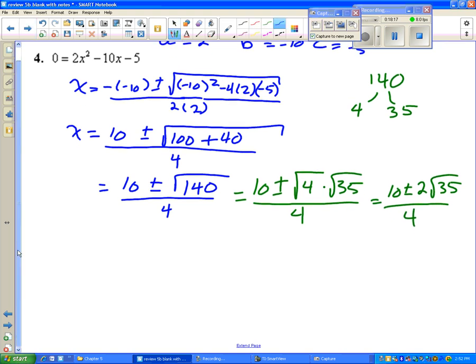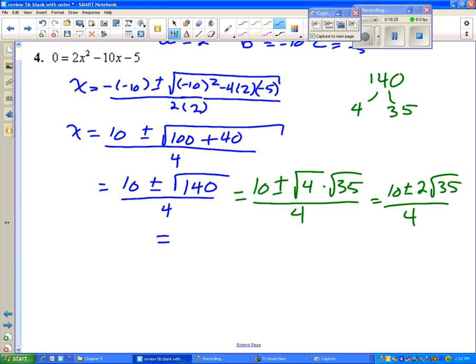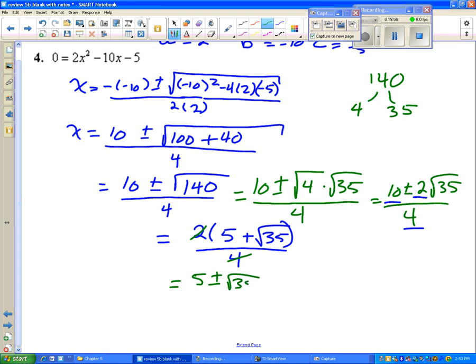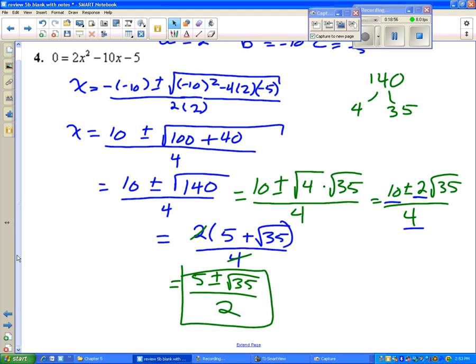And I'm going to continue along. So this is now, this is an even number, this is an even number, this is an even number. So I'm going to pull a 2 out of my 10 plus. So I divide 10 by 2 and I get 5. Divide 2 by 2 and I get just the square root of 35. And because I'm factoring out that 2, divide by 4, that 2 and that 4 reduce, and I get 5 plus or minus the square root of 35 over 2. Those are my two exact answers. So that is my answer to number 4.